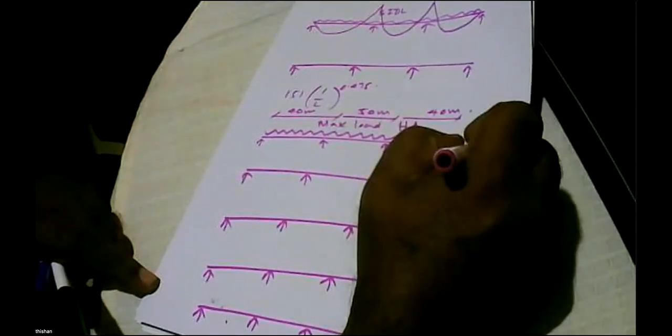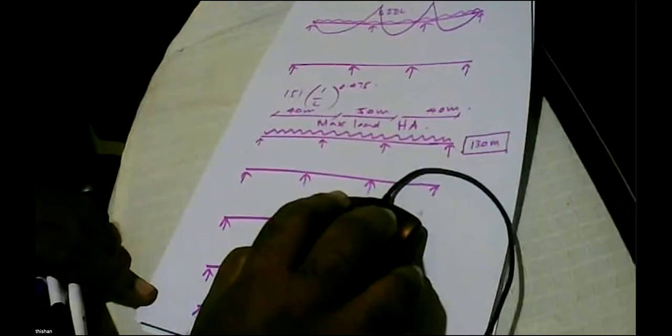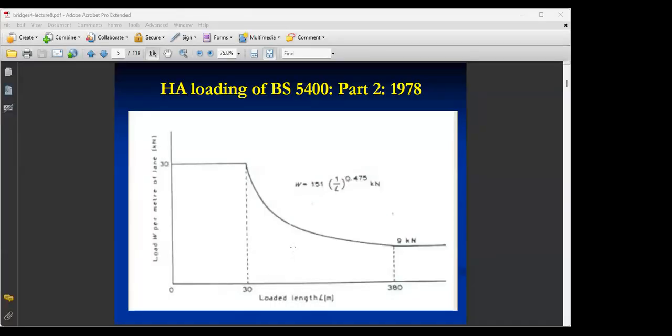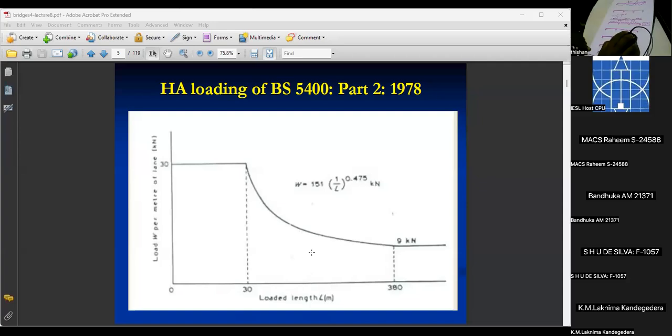So if you look at the span length that we have loaded, 40 plus 50 plus 40, 130 meters. So we are loading 130 meters. Now should we share the screen and see what happens? So it's about 130 meters.